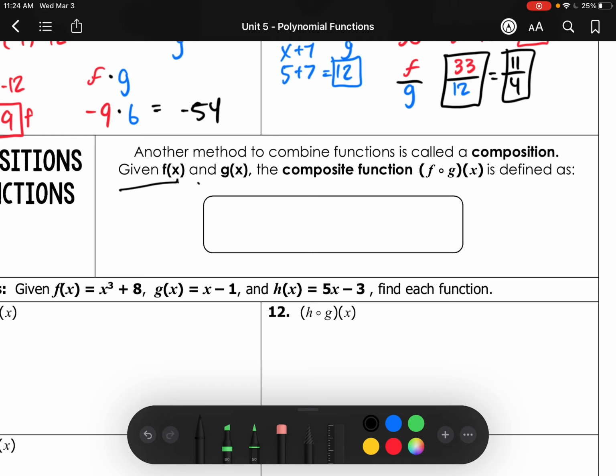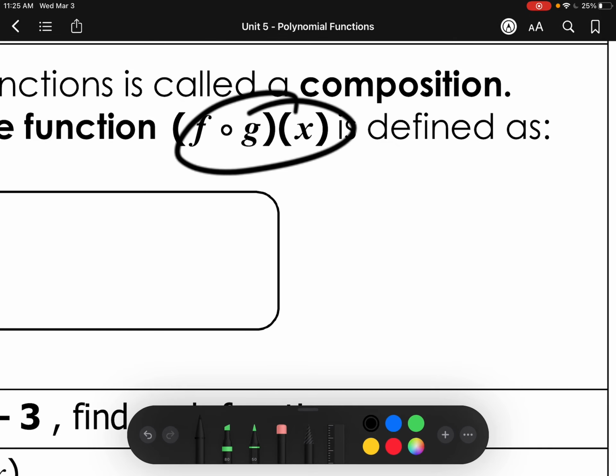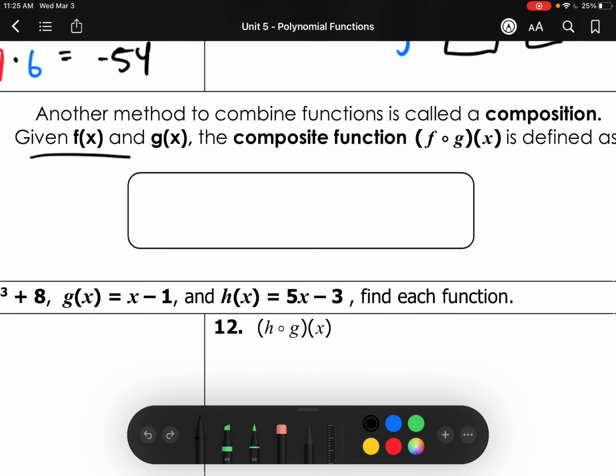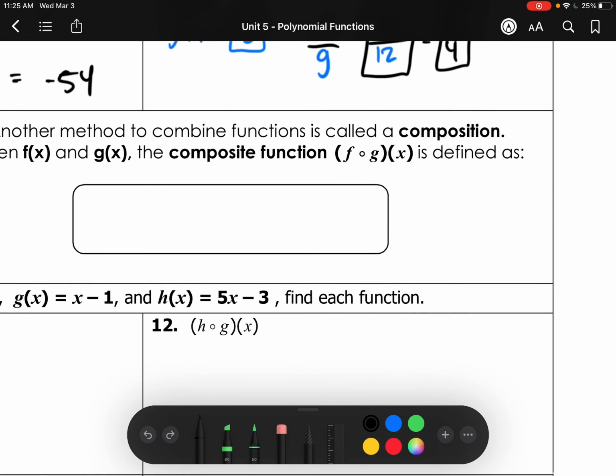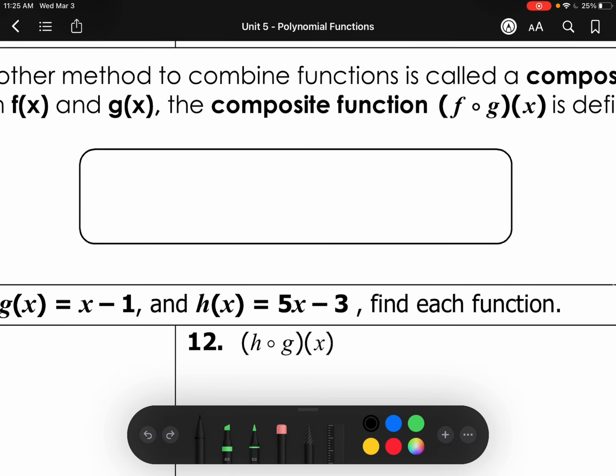Given f of x and g of x, the composite function is read f of g of x. So now it says, given f of x and g of x, the composite function f of g of x is defined as, and we're going to define it as this.